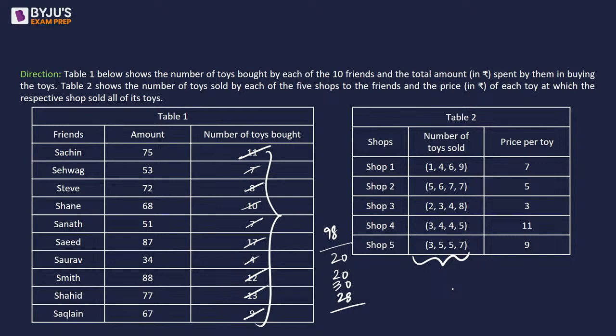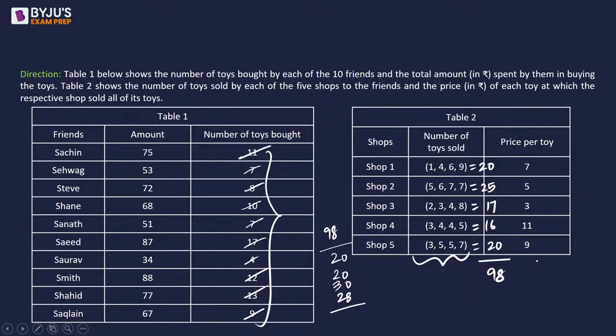So let's count the number of toys here from here. From shop 1, the total number of toys is 20. From shop 2, the number of toys is 25. Shop 3, number of toys is 17. Next one say 8, 12, 16. And the next one is going to be 20. So the total is going to be 40, 60, 70, 80, 90, 98.